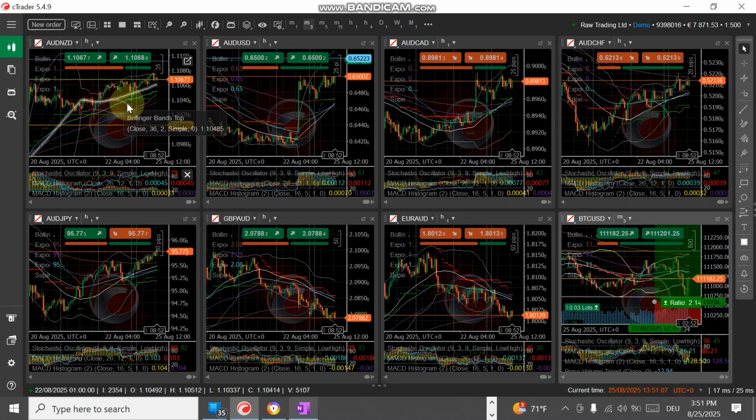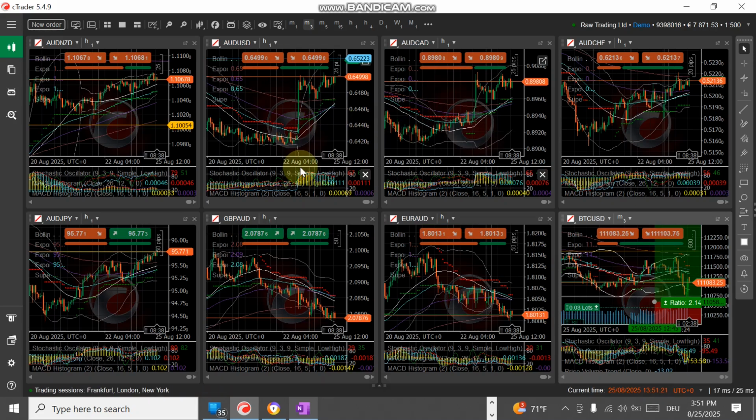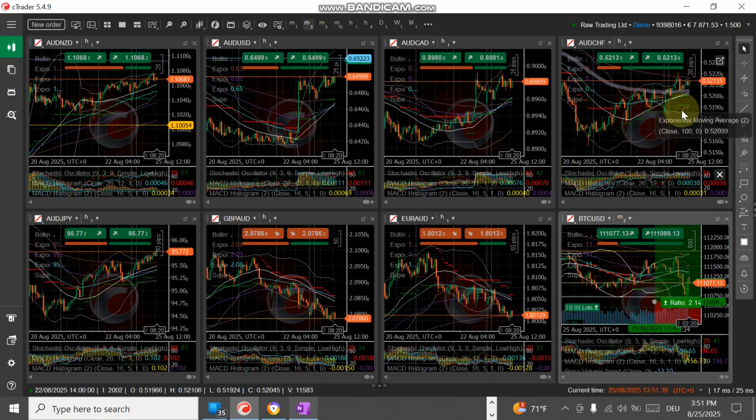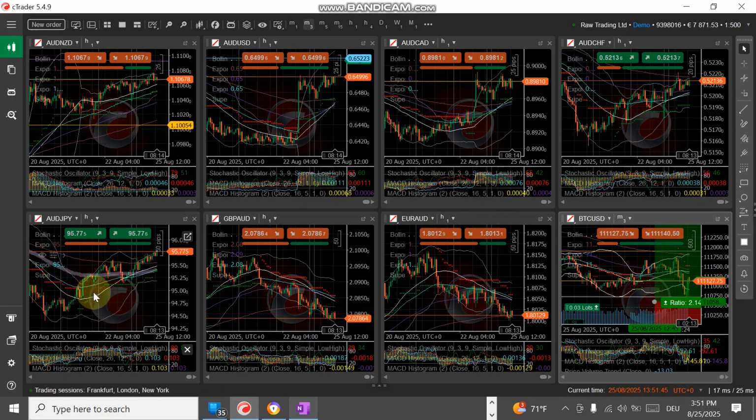Aussie New Zealand up, Aussie USD up, with this good sign of something happening there. Aussie USD and Aussie CAD, same same but not as strong, but at least they go up. And Aussie Swiss franc also up, all this Aussie strong. Aussie JPY, no question about it. They even make a little bridge here.